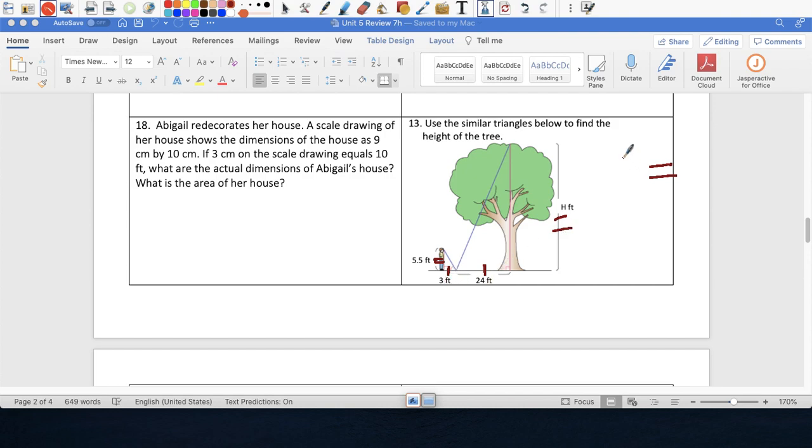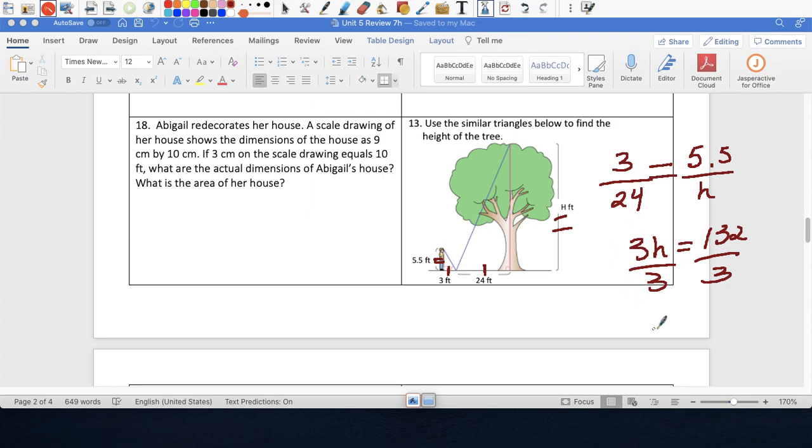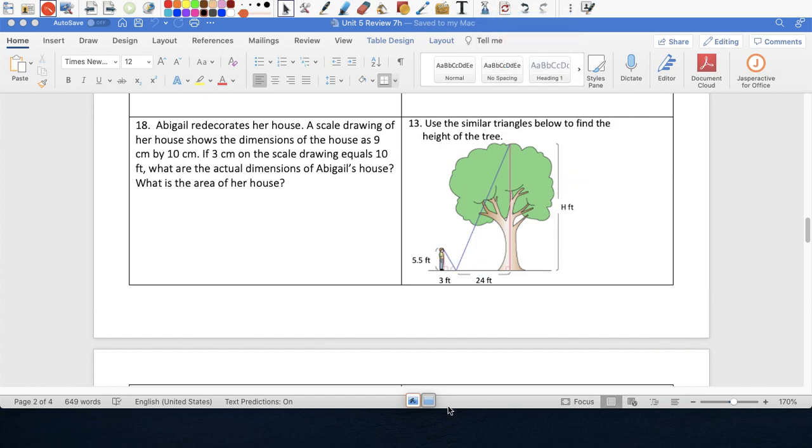So the corresponding sides are 3 and 24. 3 is the shadow of the guy, and 24 is the shadow of the tree. The height of the guy corresponds to the height of the tree. Cross multiply, we get 3h, and then we multiply 24 times 5.5. It's 132. It's divisible by 3, so we're going to divide that by 3. The height is 44. So the height of the tree is 44 feet. All right, so far, not that bad.